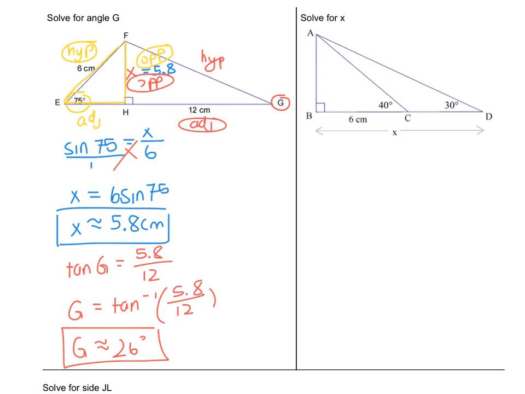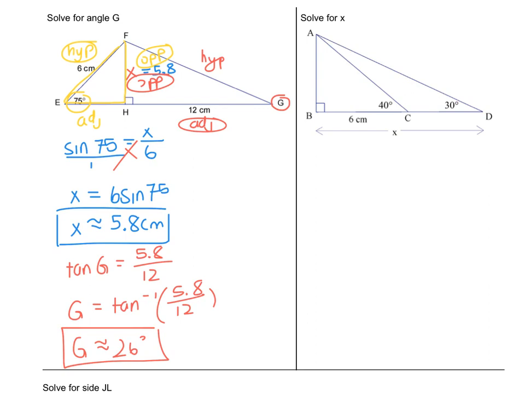In this triangle, our goal is to solve for x, which is the entire length of BD. So when you look at this, you might see the right triangle ABC right over here, and this triangle ACD that is not a right triangle. But if you look at the bigger picture, you also have another right triangle here. So you have the 40-degree right triangle and the giant 30-degree right triangle.